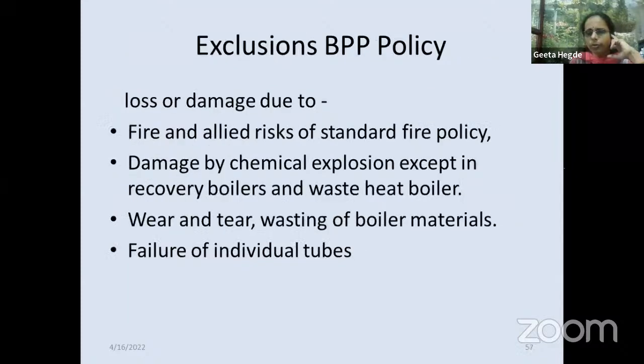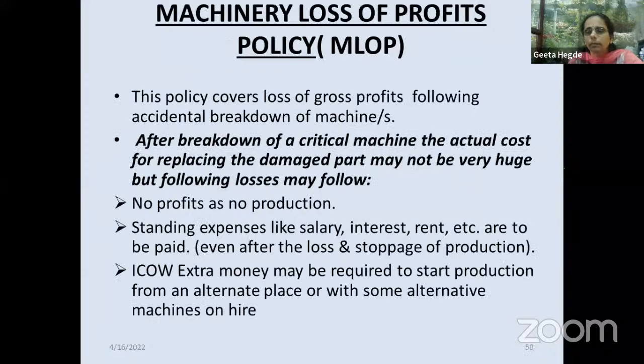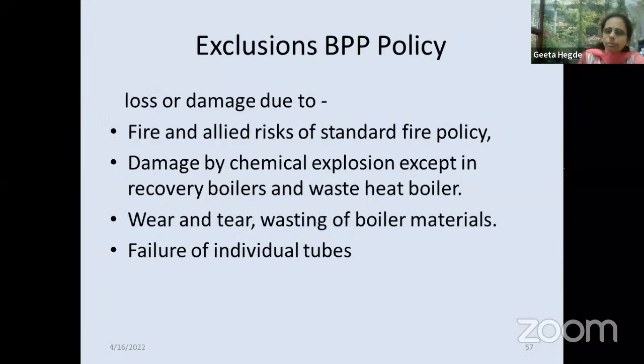Loss or damage due to fire is not covered. Damage by chemical explosion is not covered, except in recovery boilers and waste heat boilers. Wear and tear is not covered. Failure of individual tubes is not covered. Then all these policies, what we have seen, are the base policies.